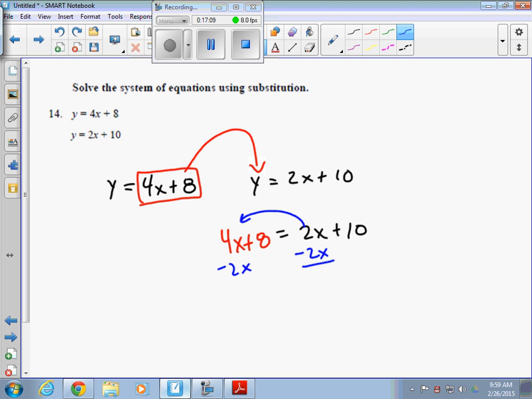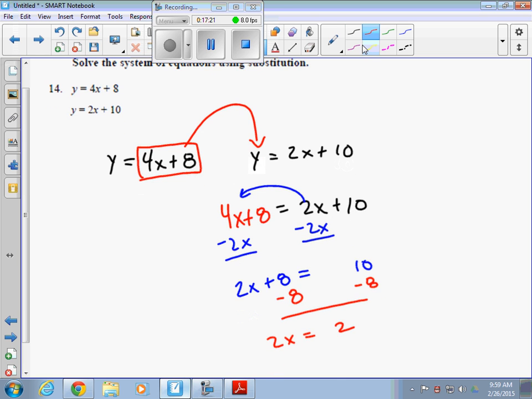And 4x minus 2x is 2x. You still have plus 8. You still have equals 10. Subtract 8 on both sides since you brought your x's to the left. 2x equals 2. Divide by 2 on both sides. And x equals 1. So x's value is 1.